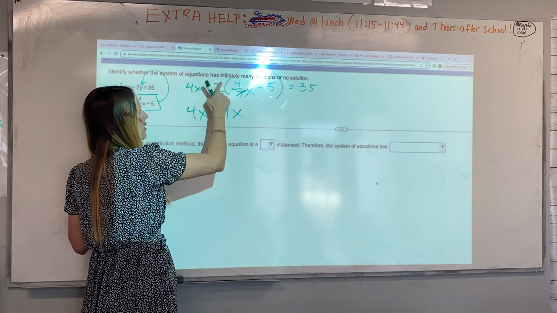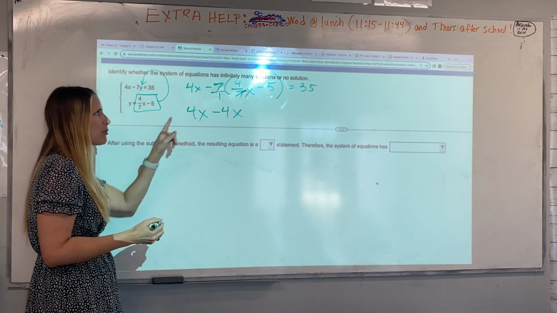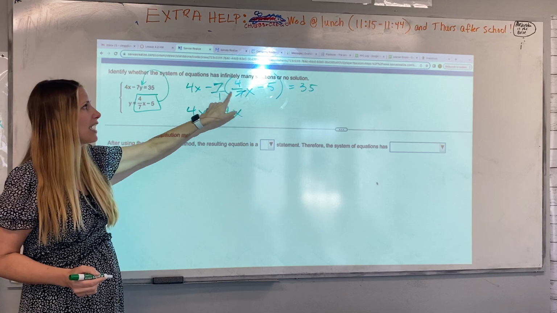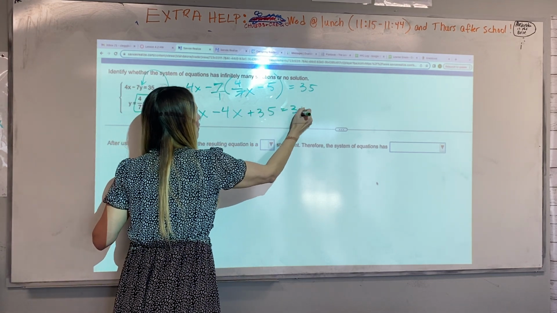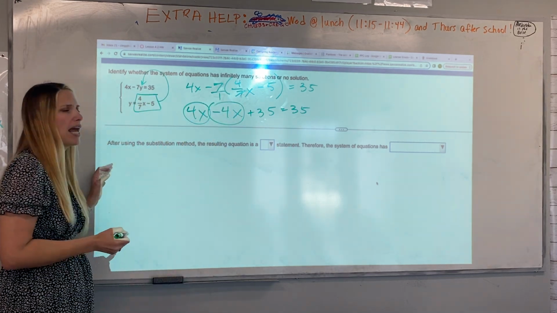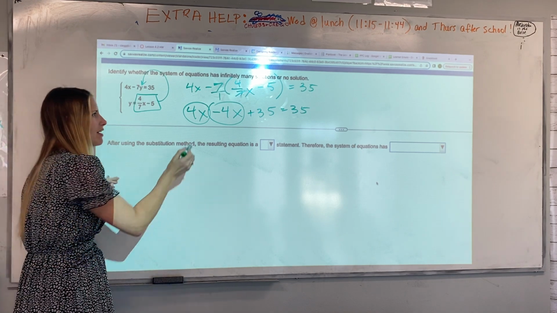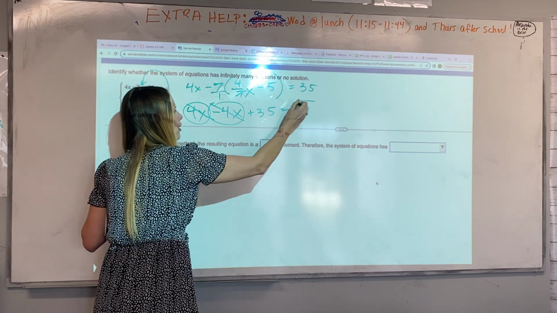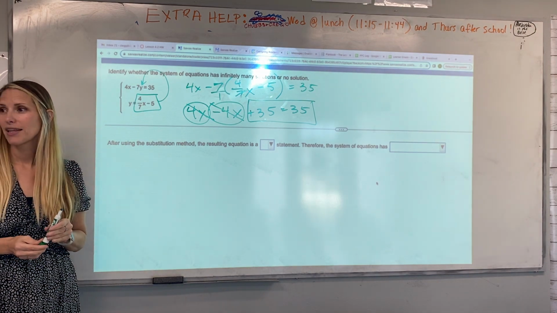And then I have a negative 7 times a negative 5. Remember, if I cancel out that 7, that's only for this term. I need my 7 back. So I'll get a positive 35 equals 35. I have my 4x, and my negative 4x gives me nothing. So I'm left with 35 equals 35. For me, I got it.